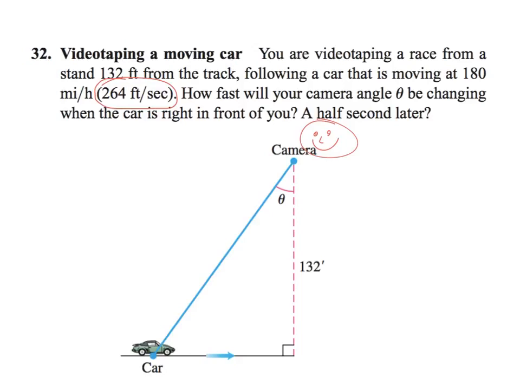A half second later. So first of all, when you read this question, you realize they really snuck in an extra problem on you. They're first asking how fast your camera angle theta will be changing when the car is right in front of you. That's really like question A. And then a half second later, that's question B. There are two different situations, and truthfully, neither of those situations is exactly represented by this picture. By the time the car is right in front of you, it's actually right here.